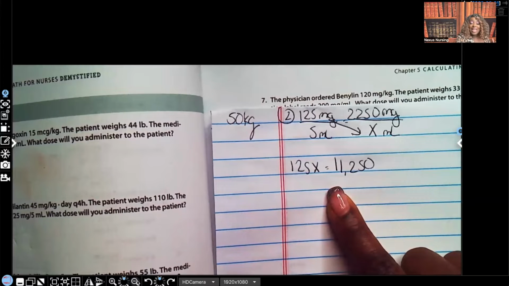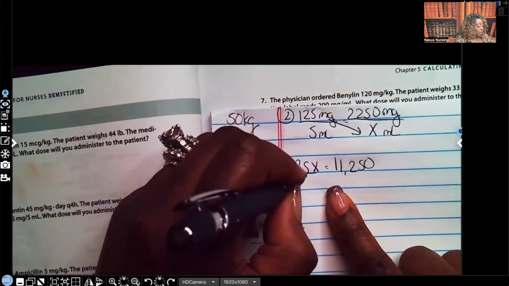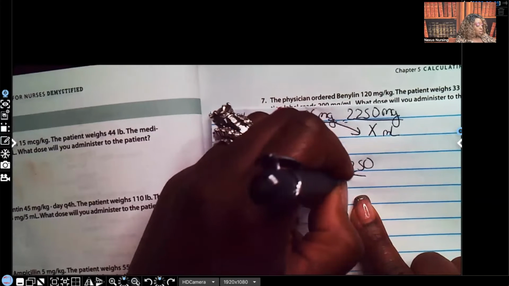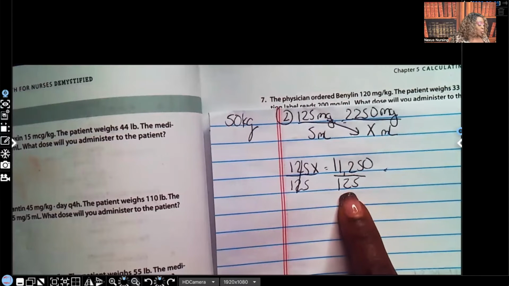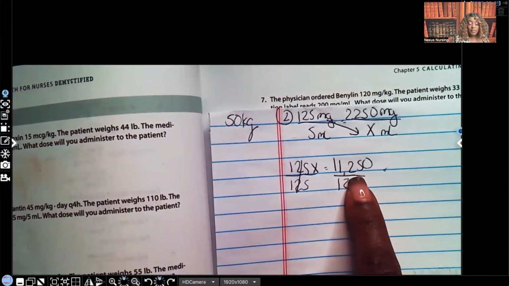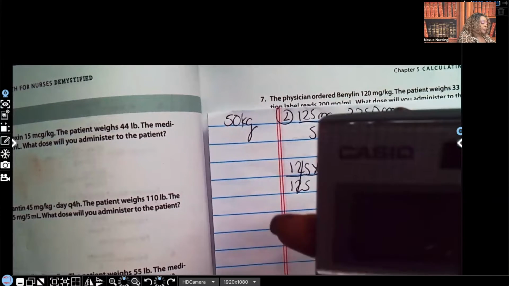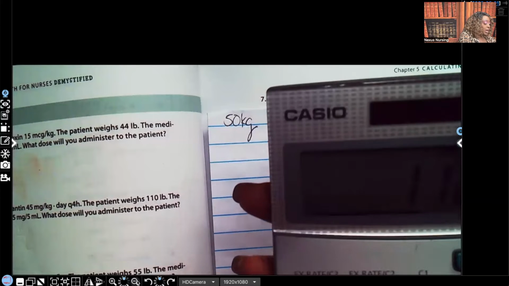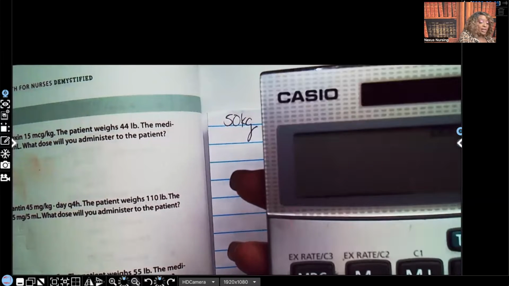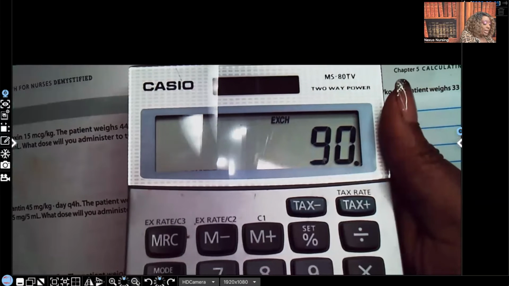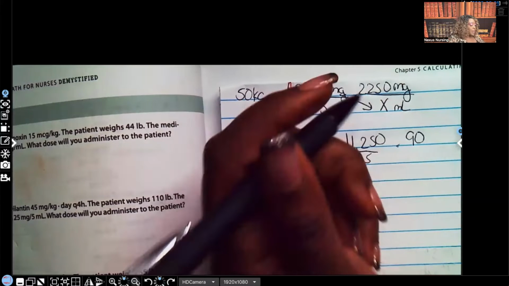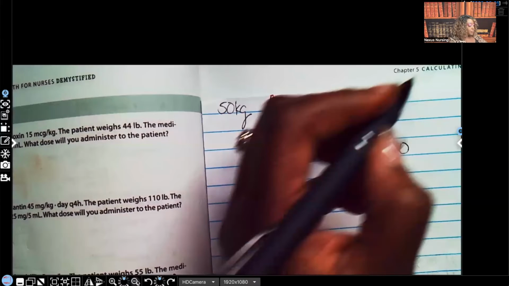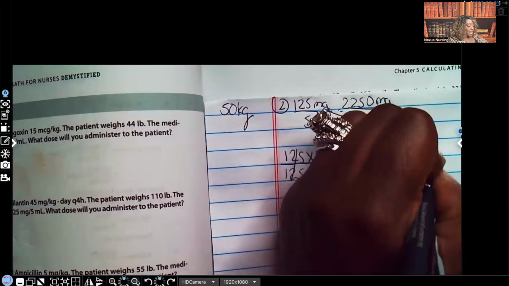Again, I got to get X by itself. I'm going to divide both sides by 125. So 125 goes into 11,250 how many times? Let's plug that in. 11,250 divided by 125, 90. It goes 90 times. So that means I'm going to be giving 90 mLs per day.